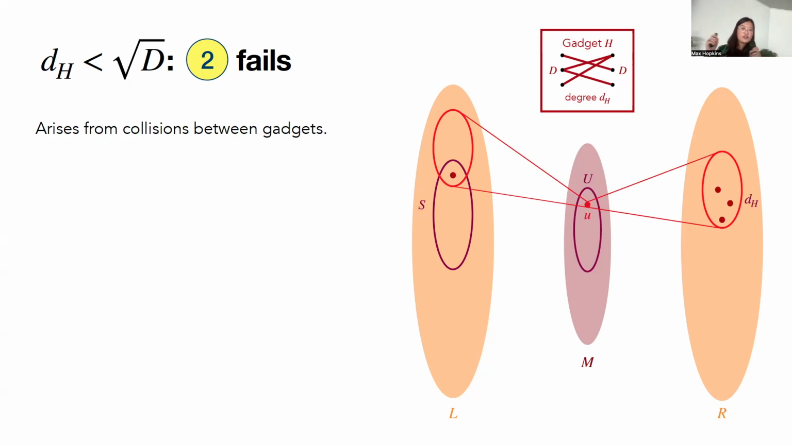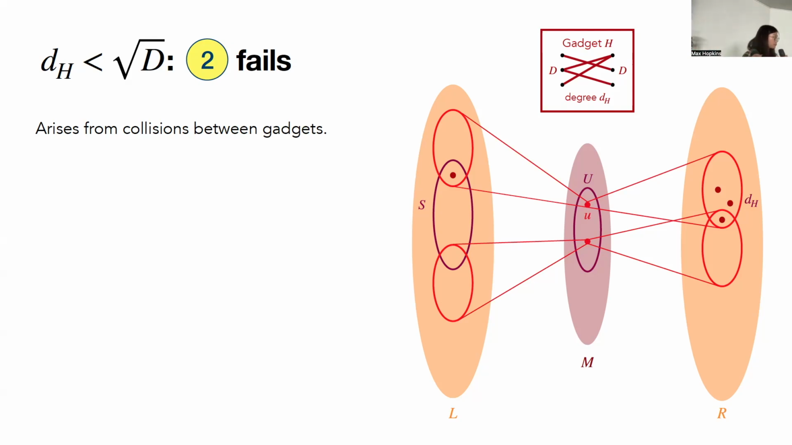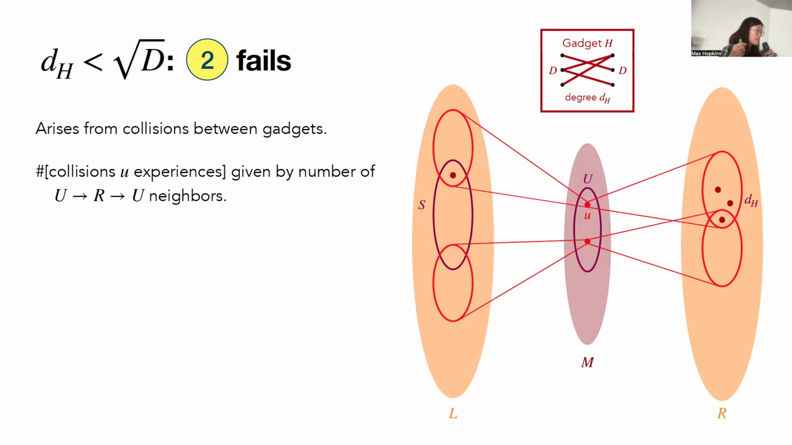This vertex S, under the gadget graph, is going to have some number of neighbors, DH neighbors on the right. These were all originally unique, good neighbors on the right. But you could have the property that there's another vertex in U which shares that same vertex on the right, and it will collide out. So the number of collisions that a vertex U could possibly experience among its right neighbors is given by the number of U to R to U neighbors. Because if there exists a vertex on the right which could get canceled out, it means that from U to the right vertex back to the second vertex, there has to be a path.